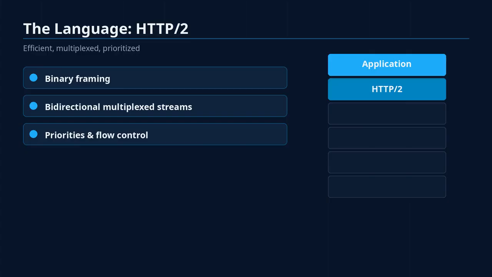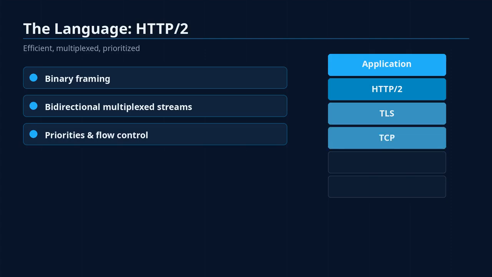HTTP/2 throws that away. It gives you binary framing: messages sent as compact, efficient chunks of binary data instead of bulky text, and bidirectional multiplexed streams, meaning dozens of requests and responses can travel over the very same connection at the same time, each with its own priority. For a 5G core juggling millions of subscribers, that's the difference between a single-lane road and a multi-lane highway.